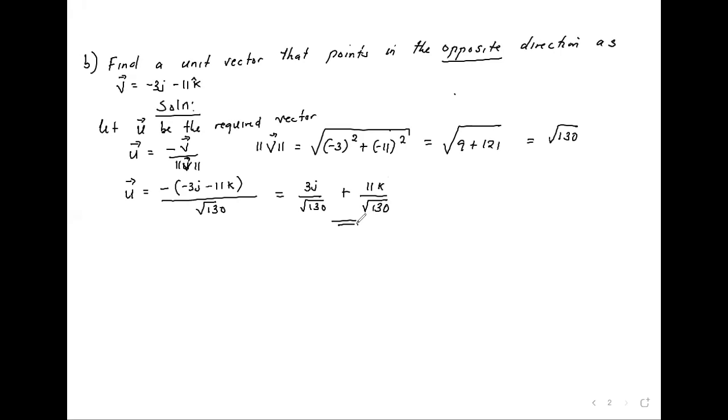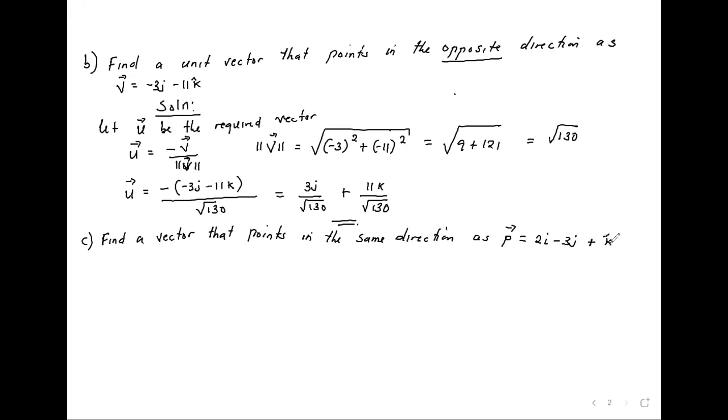Well, the nice one here should be C. C says, find a vector that points in the same direction as P is equal to 2I minus 3J plus K. But that vector should have magnitude of half.